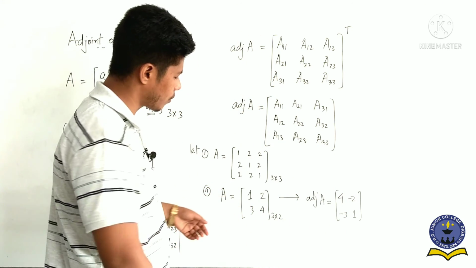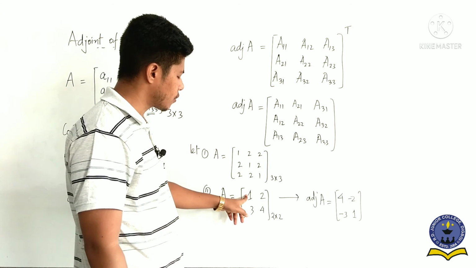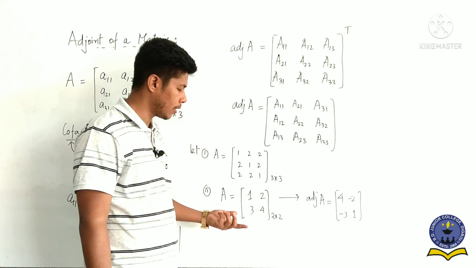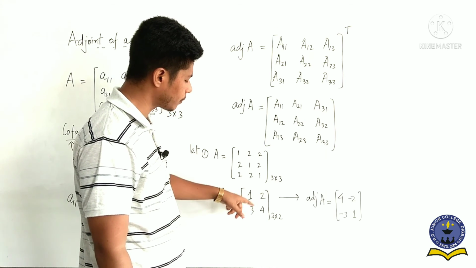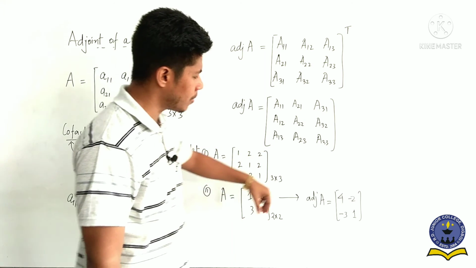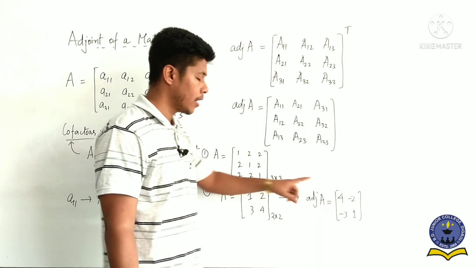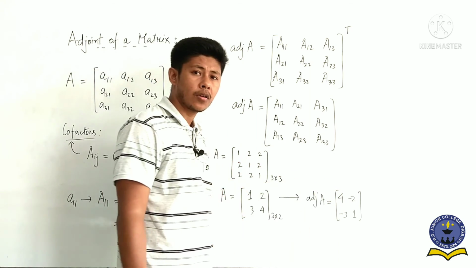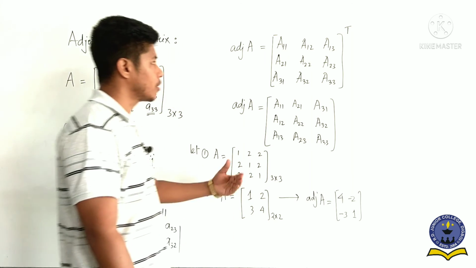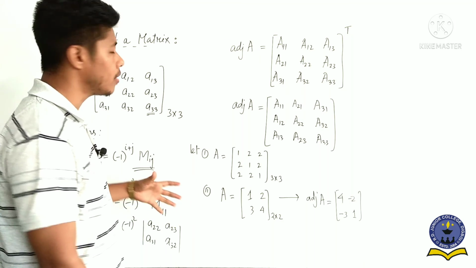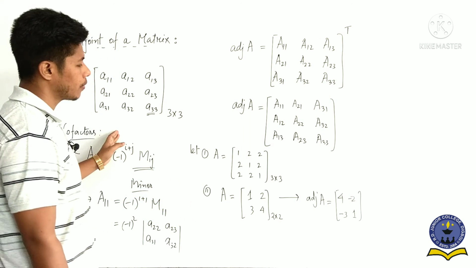In a 2 by 2 matrix, the first row, first column element and the diagonal element we have to interchange. Is it clear? For the other two, write the same number and just change the sign. If minus is given, write plus. If plus is given, write minus. Is it clear? So this is about the adjoint of a matrix, discussed with the help of an example.